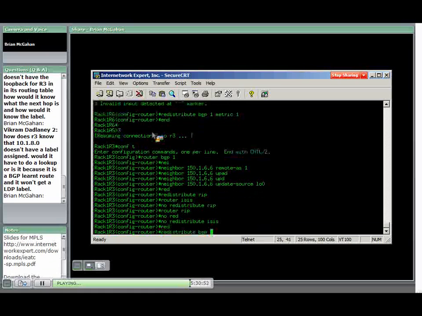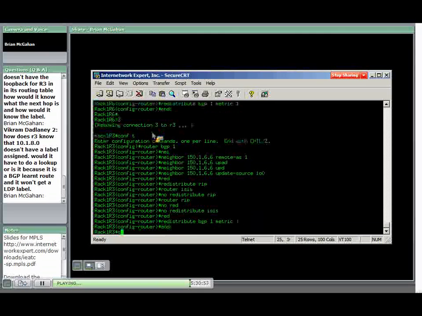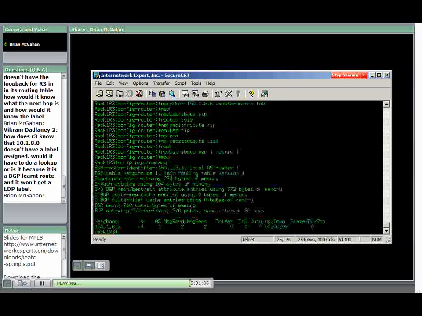There's a question here. How does router 3 know that 10.1.8.0 doesn't have a label assigned? What did it have to do because of the lookup? We'll take a look at this in a second, why it doesn't have a particular label. Okay, so we undebugged on 5, we're missing.